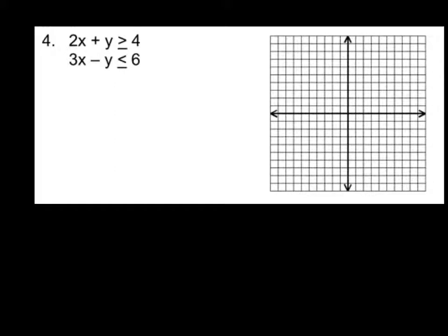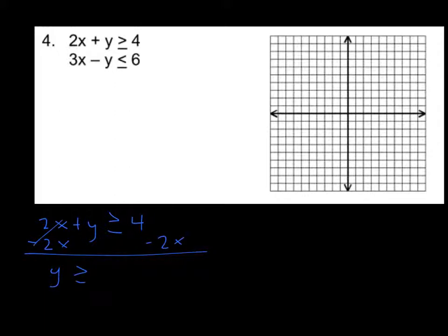On that first equation, if I have 2x plus y is greater than or equal to 4, in order to get y by itself, I would subtract 2x from both sides, which would leave me with y is greater than or equal to negative 2x plus 4. That means I place my first point on the y-axis at 4, and my slope is negative 2, so I'm going to go down 2 and over 1 to get another point on my graph.